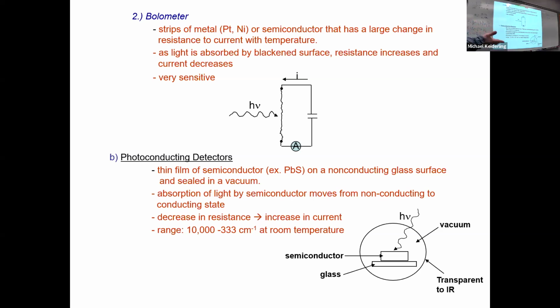And then there are photoconducting detectors, where a thin film of semiconductor on a non-conductive glass surface is sealed in a vacuum. The absorption of light by the semiconductor moves it from a non-conducting to a conducting state: decrease in resistance, increase in current. And this has a range of around 1,000 to 333 inverse centimeters at room temperature. That's a more electronic way of detecting. So there's thermal, and then there's photoconducting.